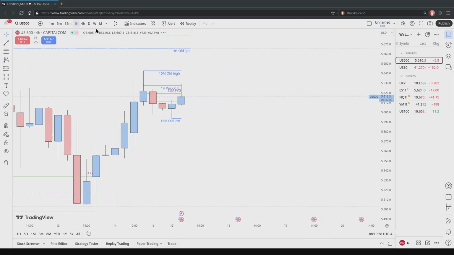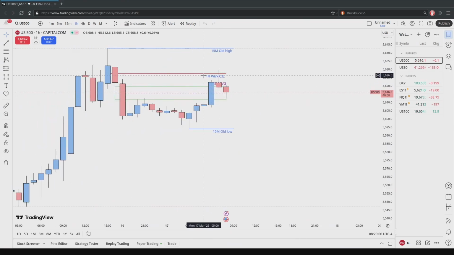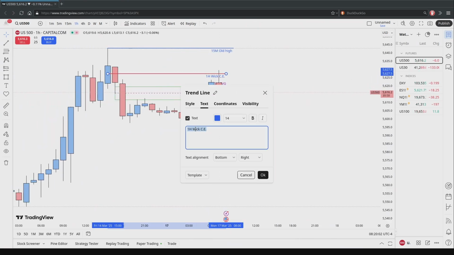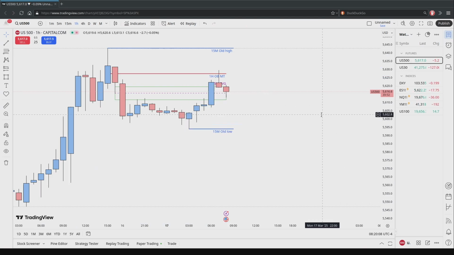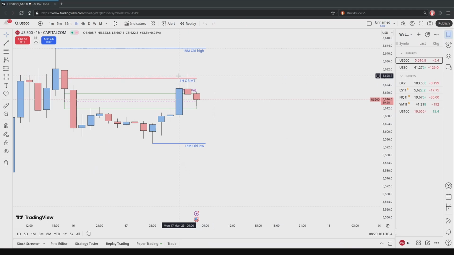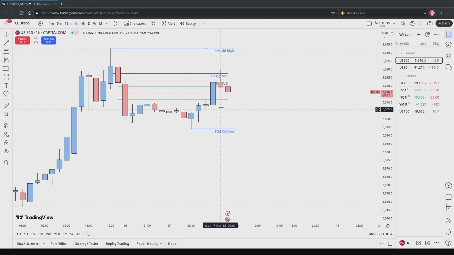Kudos to me for noting it as a wick. Whatever. Order block mean threshold. Not the end of the world. Order block mean threshold. Got that there on the charts. So that's what we traded into. Started falling out of bed.